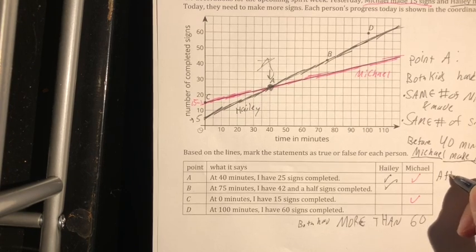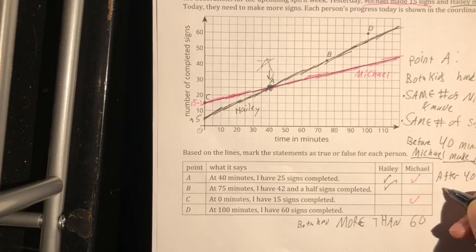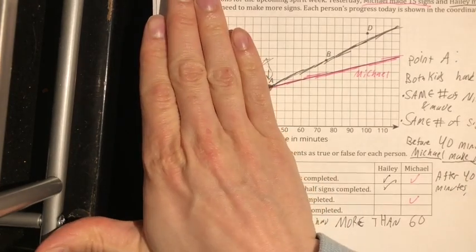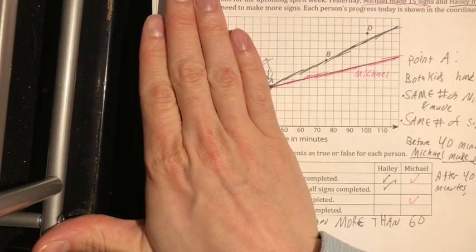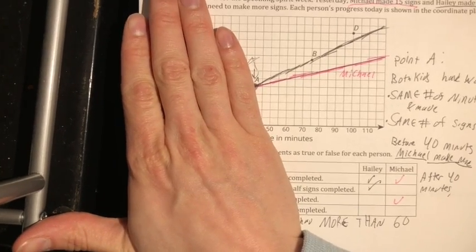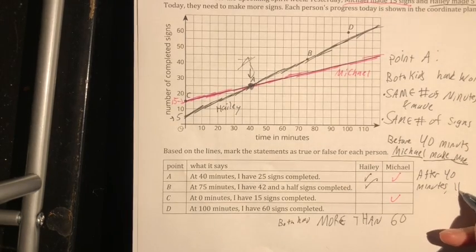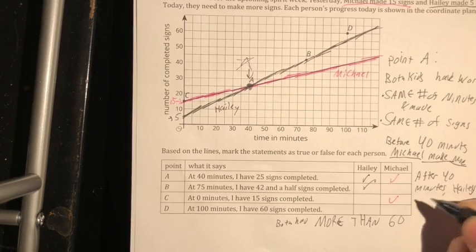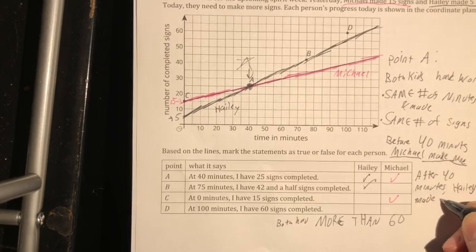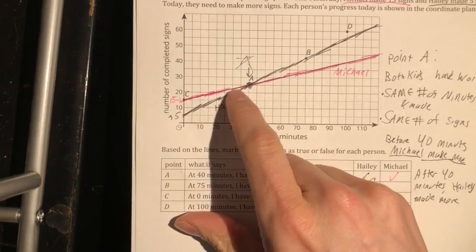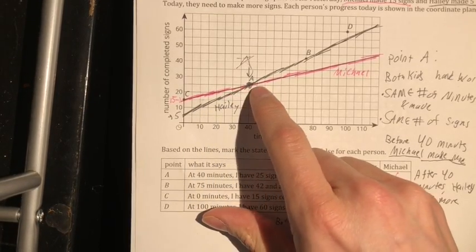But after 40 minutes, sorry, it's hard to write on paper that's not pinned down. After 40 minutes, if I look after that 40-minute mark, Michael has now made fewer signs than Haley. So after 40 minutes, Haley's made more signs. That's called the break-even point. It's the point where Michael went from being more productive to being less productive.